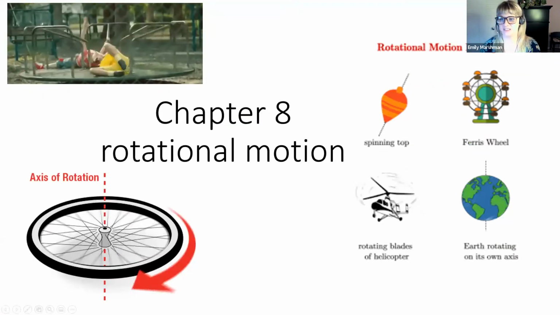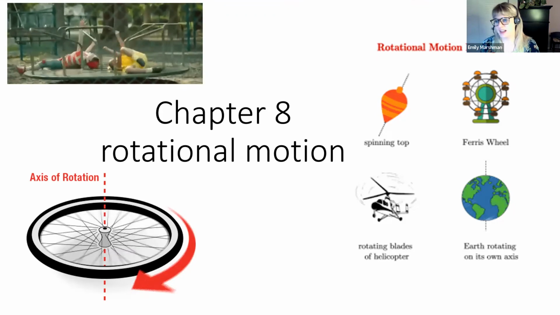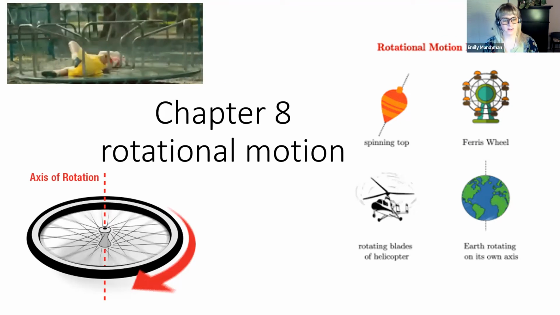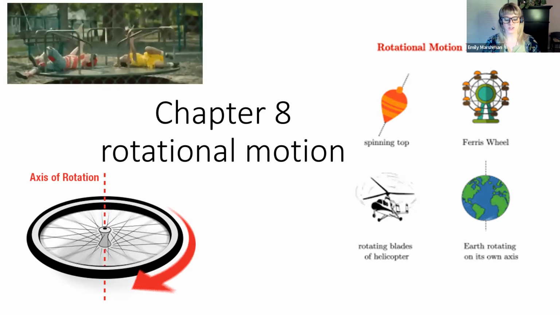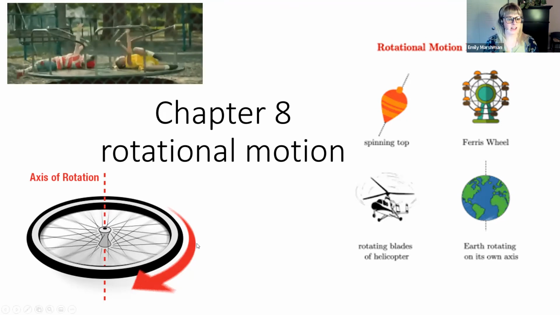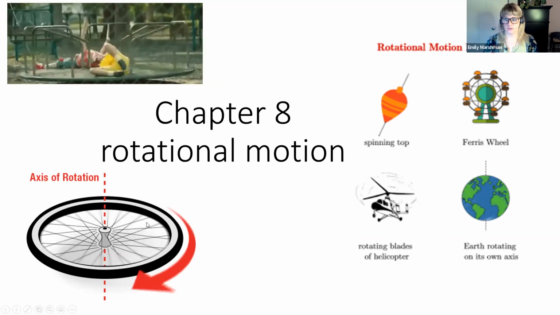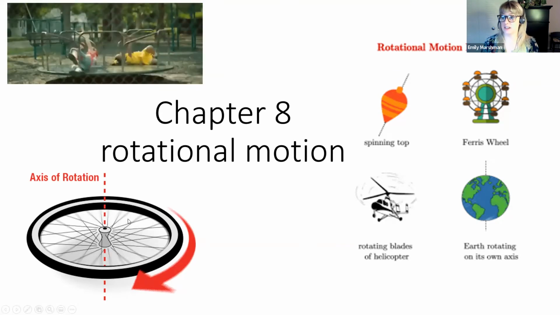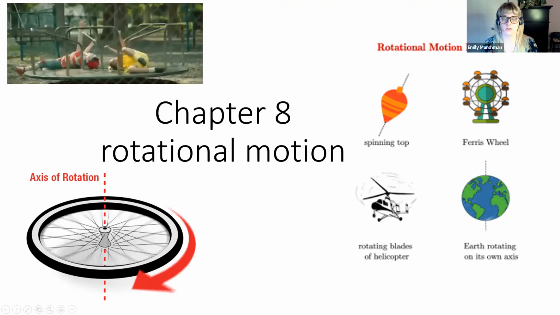So Chapter 8 is focused on rotational motion. And there's several aspects to rotational motion that we're going to discuss. This lecture is going to focus on just simply describing rotational motion. We're just going to talk about, how fast is this thing rotating? How many revolutions does it go through in a given amount of time? Is its rotation accelerating or decelerating? That is what we're going to focus on today, simply describing rotational motion.